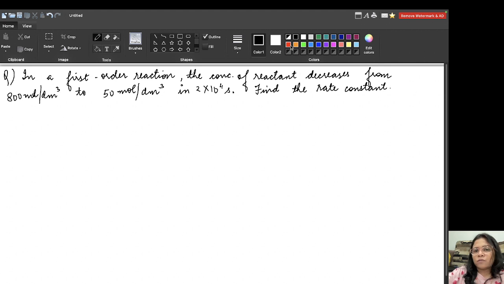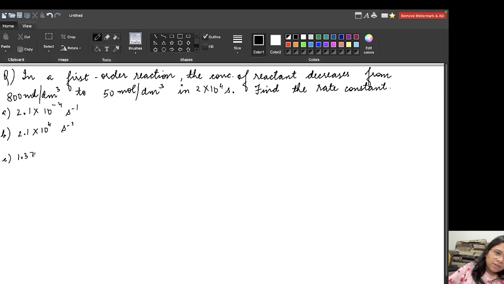Now I told you one formula to use. I am giving you 4 options. First is 2.1 into 10 to the power minus 4 second inverse. Second is 2.1 into 10 to the power 4 second inverse. Third one is 1.37 into 10 to the power minus 4 second inverse.